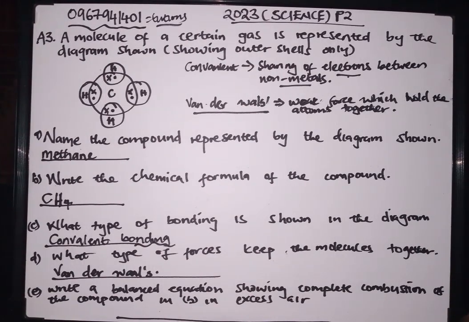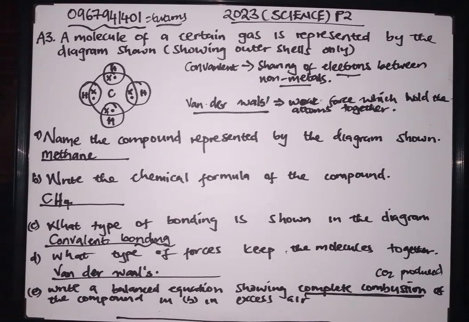Then the last question is saying, write a balanced equation showing complete combustion of the compound in B in excess air. So before you start answering, you need to pick out keywords. The first keyword is complete combustion. What do we mean when we say complete combustion? This is a type of combustion where carbon dioxide is produced. So whenever you hear complete combustion, remember one of the products should be carbon dioxide.